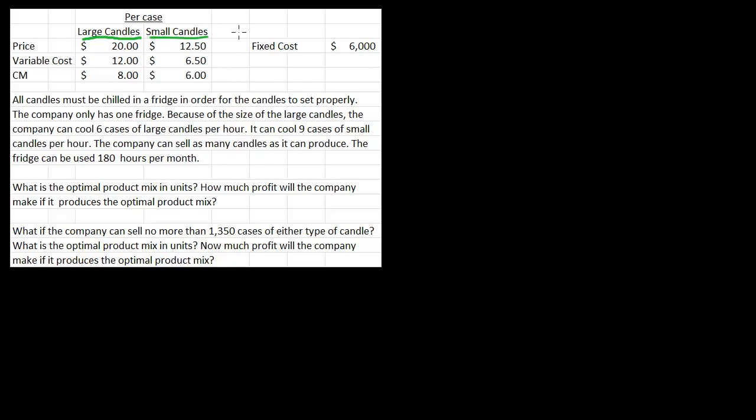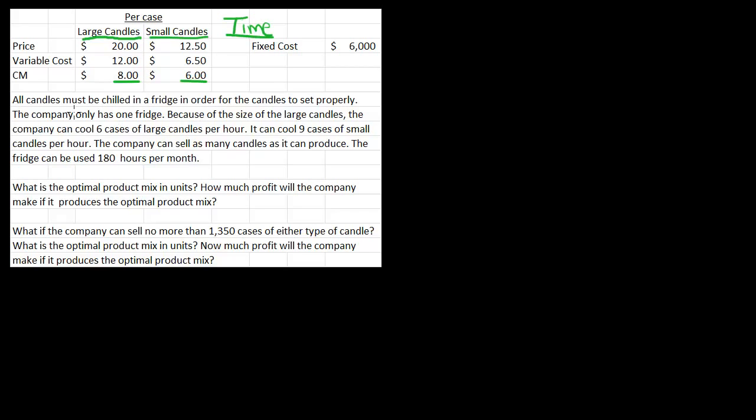Whenever you're doing a problem that has to do with optimal product mix, we have to factor in the component of time. There is always some type of constraint when you're doing a problem like this, so we're somehow limited. Most of the time, we're limited by time. Because if you just looked at this, you would say, well, my large candles contribute $8 per unit, and my small candles produce $6 per unit. So why don't I just make more large candles? Because they contribute more. Well, let's see what our constraint is in this problem.